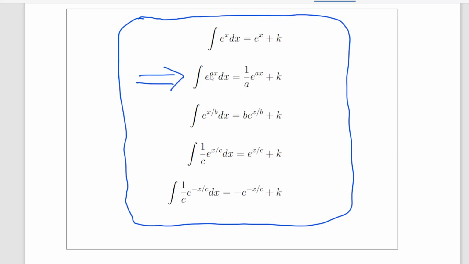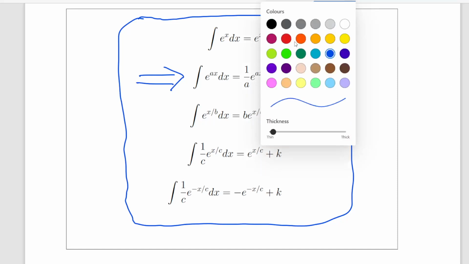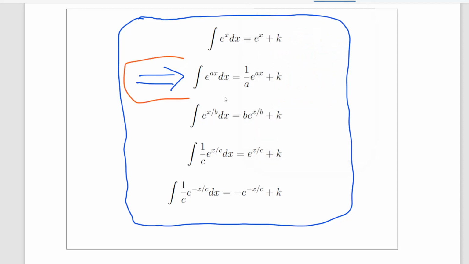The integral of e to the ax dx is equal to 1 over a times e to the ax plus k. Okay, so essentially what we're doing here is whatever the constant is in the power, when we evaluate the integral, essentially 1 over a, whatever that constant is, just divide by the constant. Okay, so this is one we are going to use in particular for this presentation.